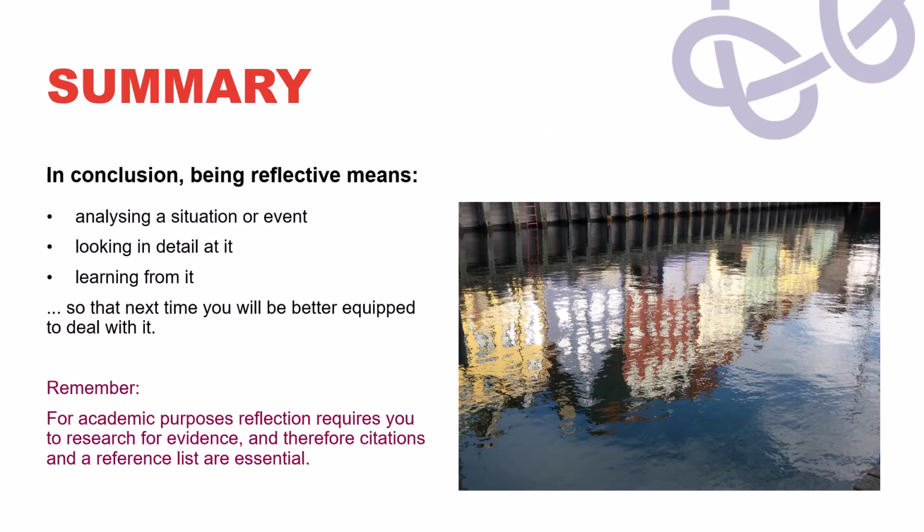To sum up, then, being reflective means analysing a situation or event by looking in detail at it and learning from it. This ensures that next time you'll be better equipped to deal with a similar situation. But it's important to remember that when you're doing this for academic purposes, you need to use research evidence and official evidence to back this up, and therefore citations and a reference list will be essential.